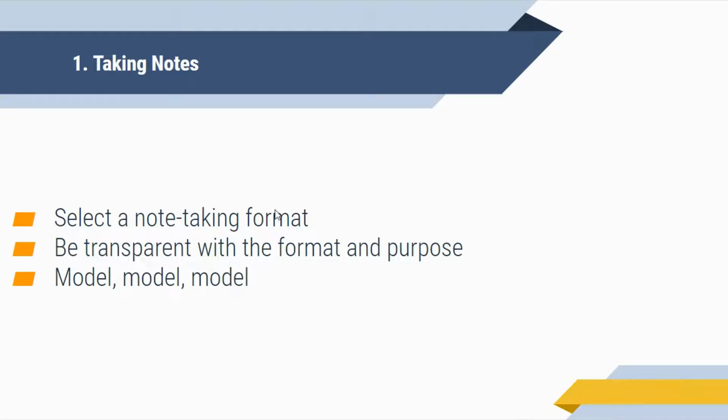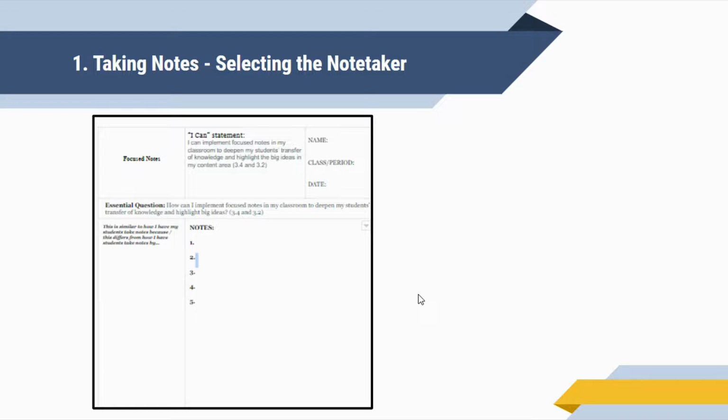So let's talk for a moment now about selecting a note-taking format. Now, I chose 2-column notes as my format. And I think most often when we think about focus notes, we think about 2-column notes. But you're not beholden to any particular format. And 2-column notes aren't necessarily always going to be the best format.